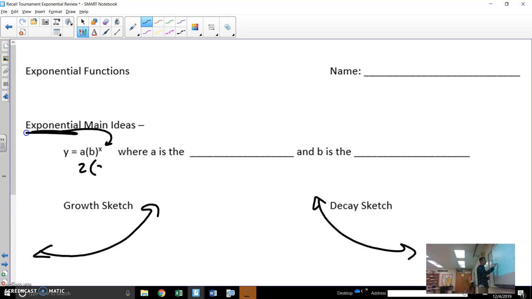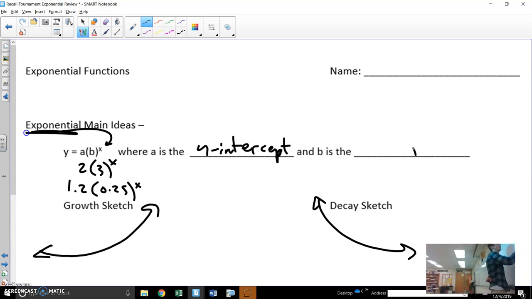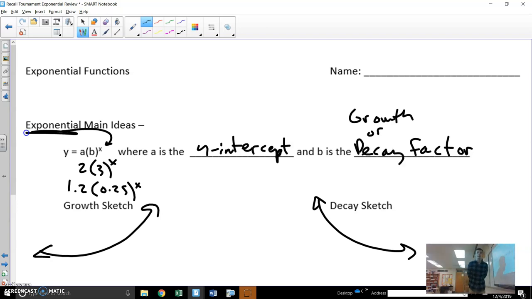For example, 2 times 3 to the x, or 1.2 times 0.25 to the x. These are both examples of exponential functions. Now, the a value is what we call the y-intercept. This is your initial value or your starting value on the y-axis. And the b value is what we call the factor, and it can either be called a growth factor or a decay factor, but it depends on b's value.